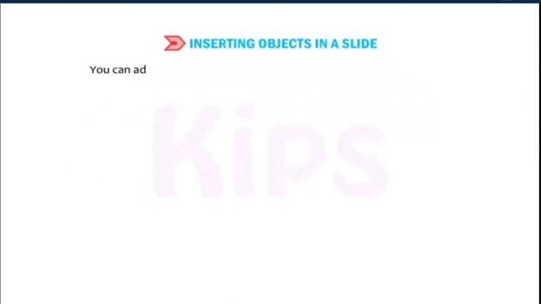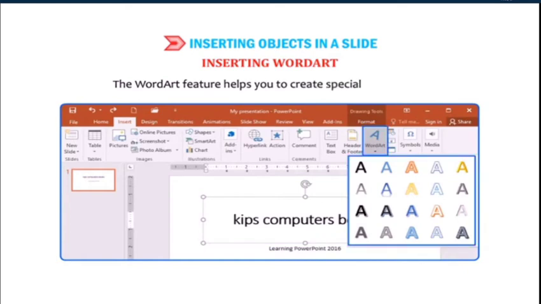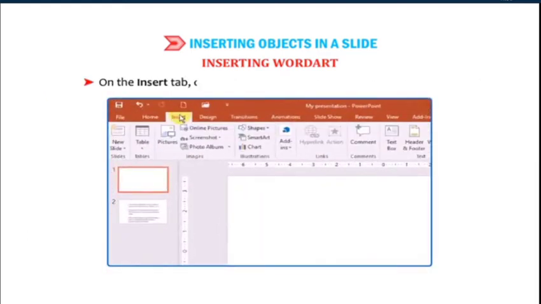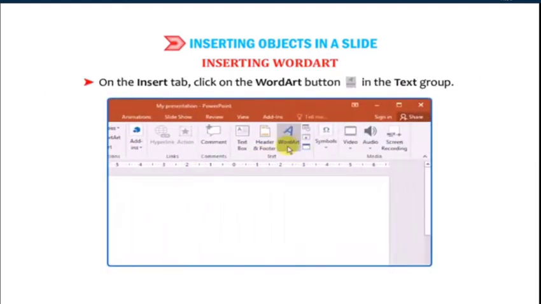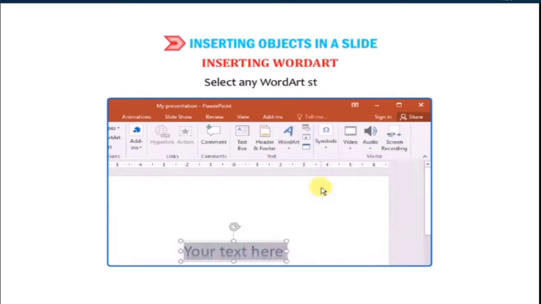You can add different objects in the slide to enhance its look and feel. Interesting word art. The word art feature helps you to create special text effects. It gives a unique look to the text. Using the word art, you can make the text curved, wavy, shadowed, or apply 3D effects, etc. On the Insert tab, click on the Word Art button in the text group. The Word Art gallery opens up on the screen as shown in the figure. Select any word art style.